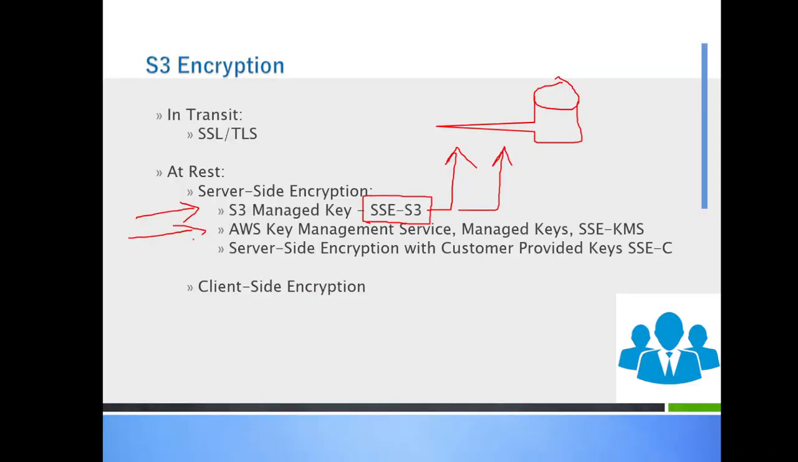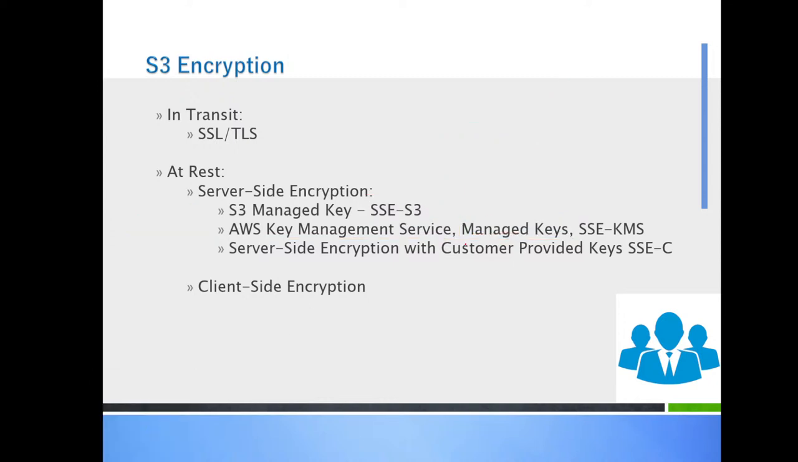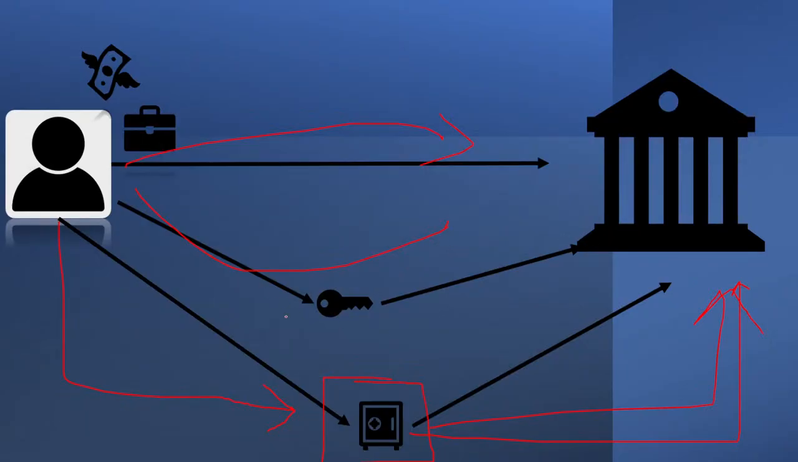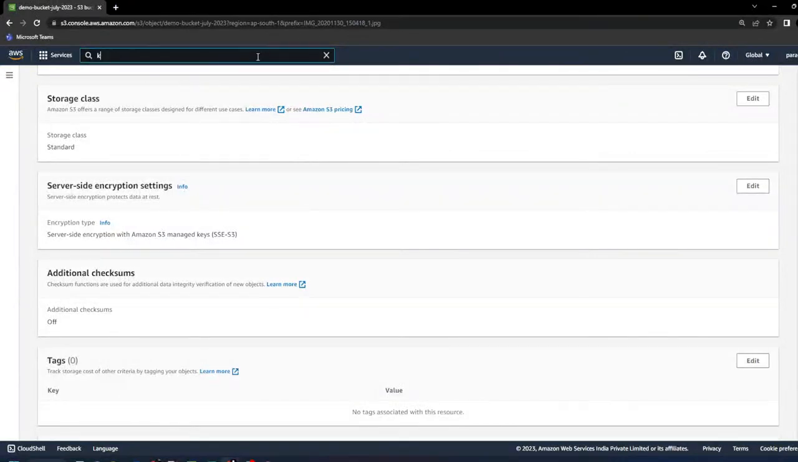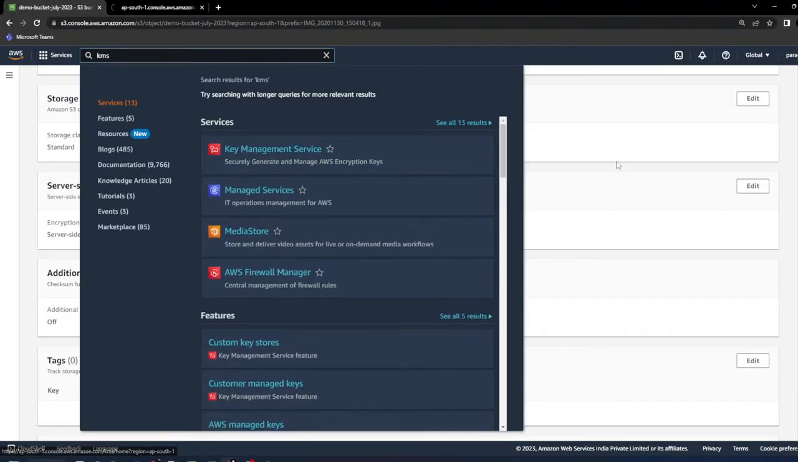Second scenario, SSE-KMS, Amazon Key Management Service, Amazon managed key or customer managed key. So in the bank scenario, if you remember, there is an option where you can have a key with you. It was created by the bank, but you have to manage the key, right? That's called KMS.